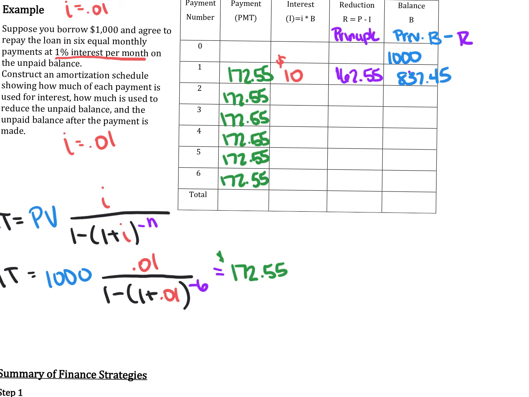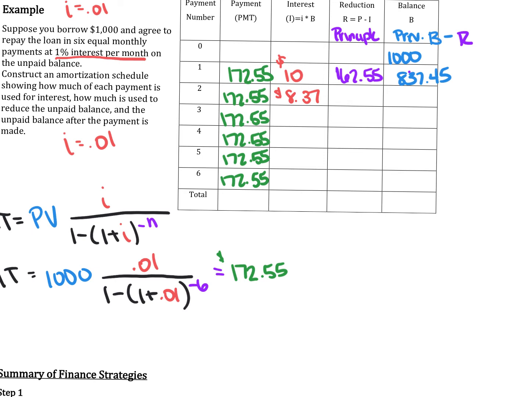And so what I do now is I repeat the process. I'm going to take the periodic interest rate, this 0.01, and multiply it by my new balance here. So I'll do 0.01 times 837.45, and I get $8.37 here. So my interest being applied here is $8.37. And again, I'm going to subtract this interest from my payment to get my reduction. So I'll do 172.55 minus 8.37. And there I get 164.18.